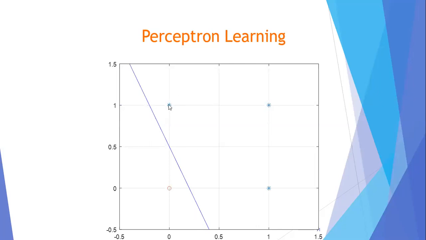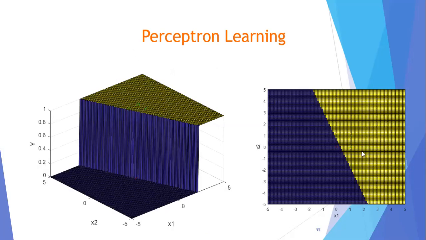The class 0 is here and the three class 1s are here. This is where the decision boundary is found. And if we draw a graph now in 3D, we find this is what's happening. So this is a 3D plot of it, and this is like the top view of it, where you find the class 0 here, and these are the three class 1s. This is what the perceptron is doing.